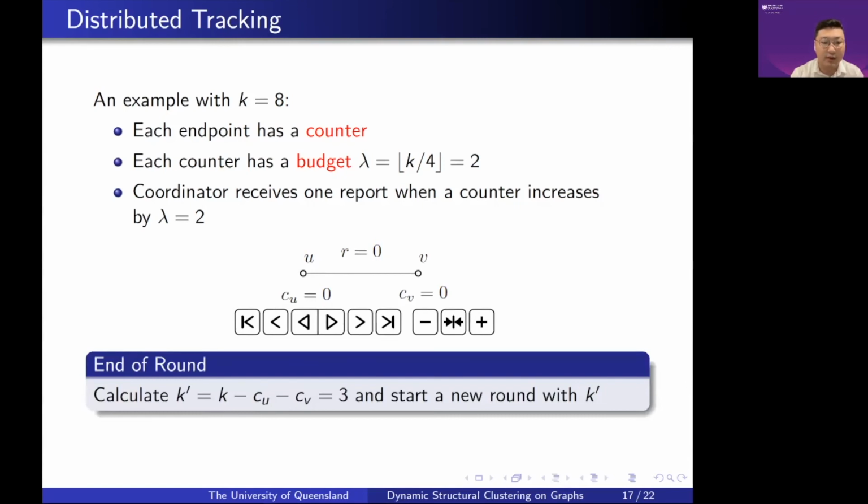At the end of this round, we calculate K prime as K minus CU minus CV. Here K prime equals 3. And then we reset everything to 0 again, and we start a new round with K prime. This process terminates when K prime equals 0.